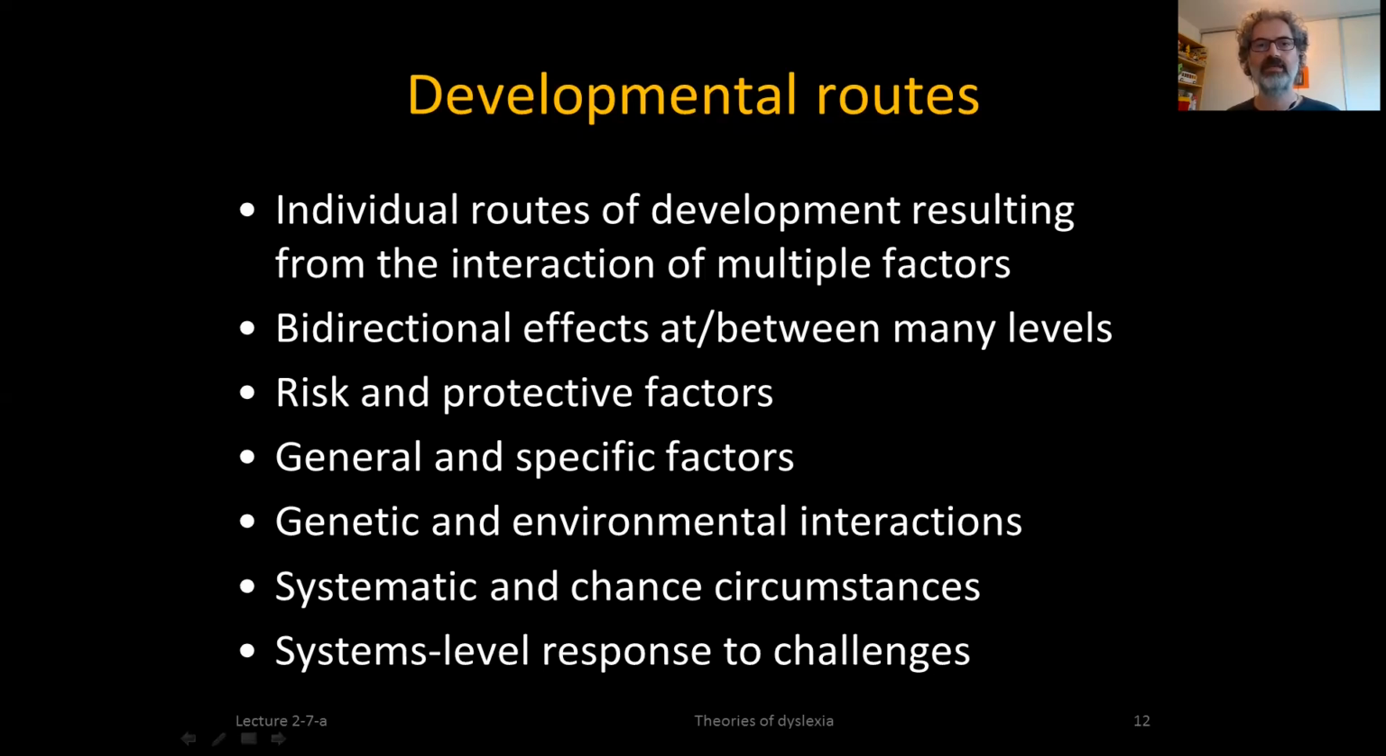All of these factors act together, and when the child is exposed to reading instruction, which is a challenge for every child, how the whole system will respond to this challenge will eventually determine the outcome. And of course, the question here is, can we intervene? At which time point and at which level is it most efficient to intervene for a given child?